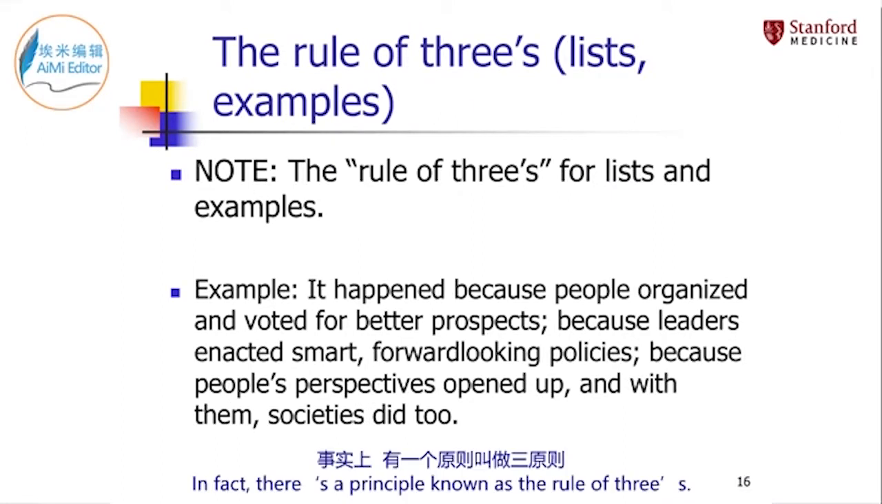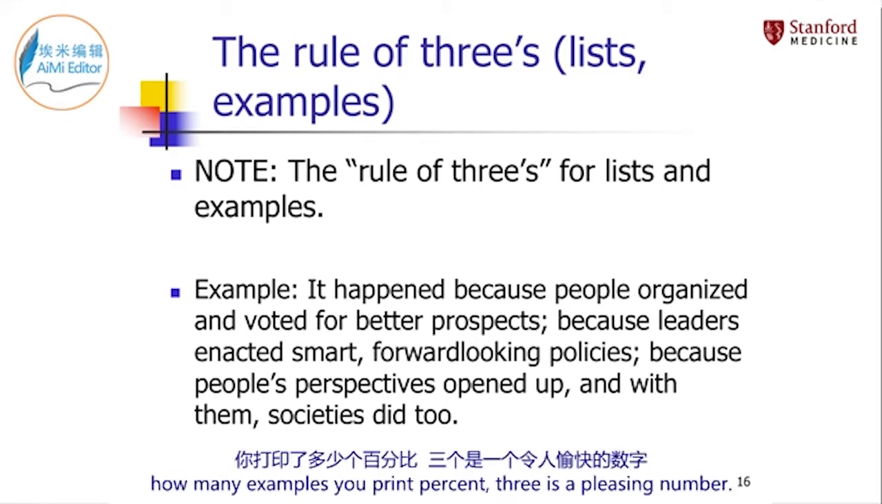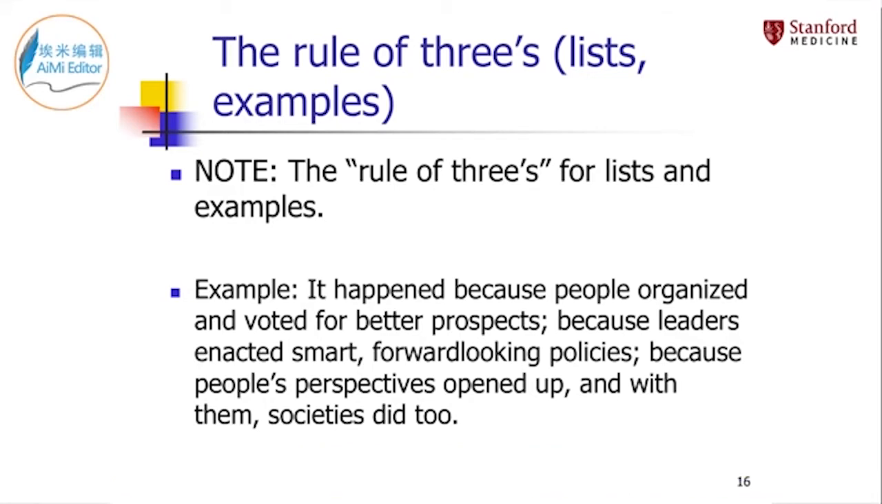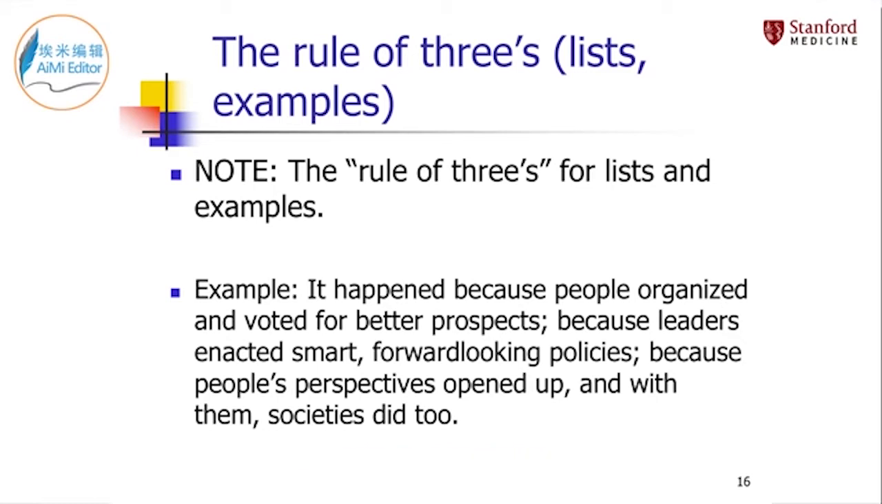In fact, there's a principle known as the rule of threes. The rule of threes says that when it's arbitrary how many examples you present, 3 is a pleasing number. It's enough to make the point, but not so much that it overwhelms the reader. Now, this is just a rule of thumb. It doesn't mean you always have to use 3, but when you're in doubt, default to 3.